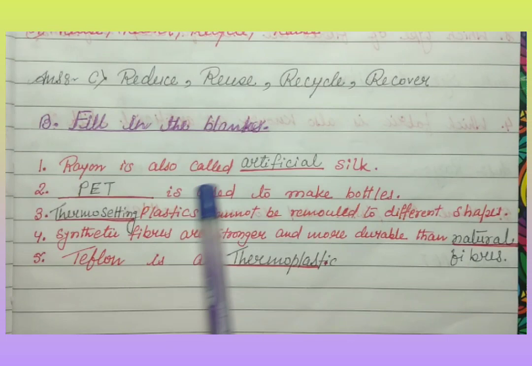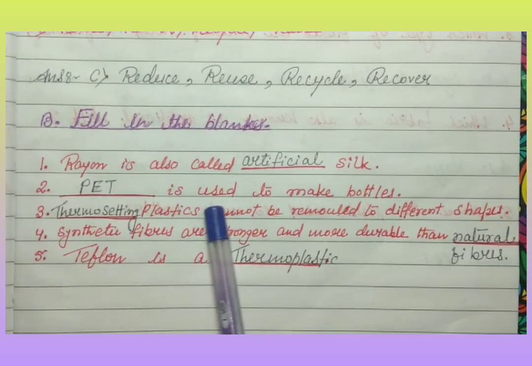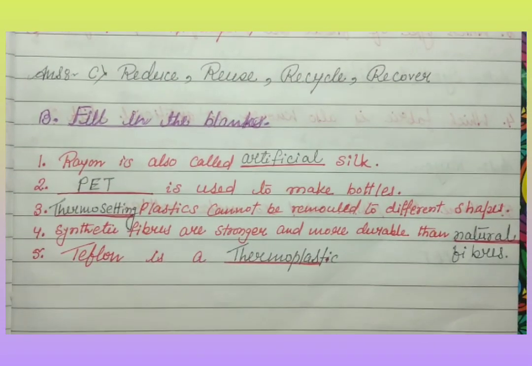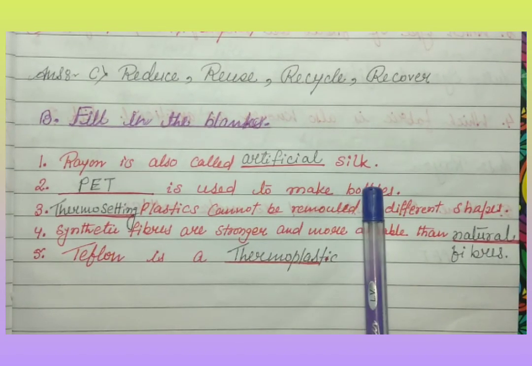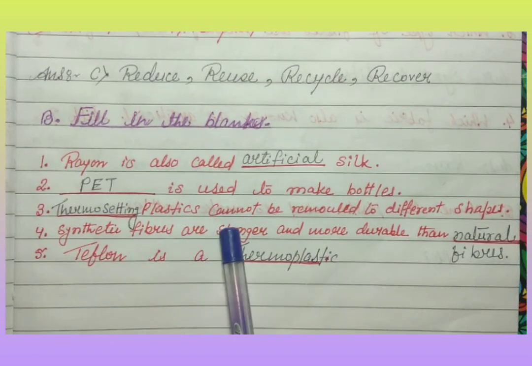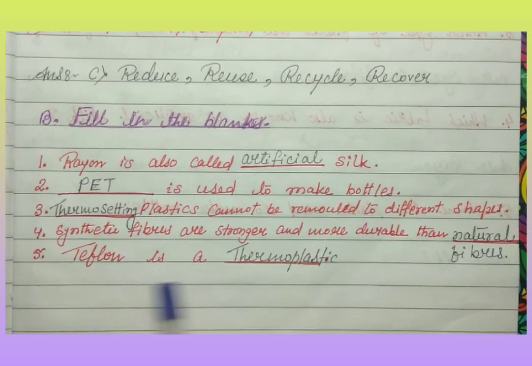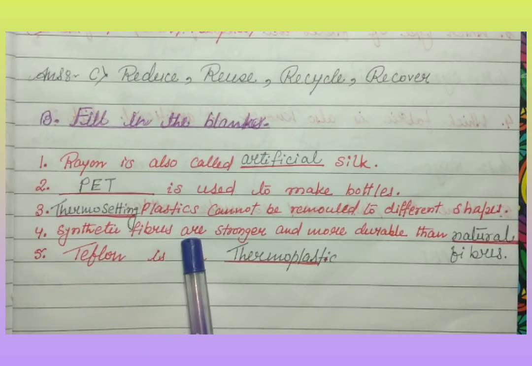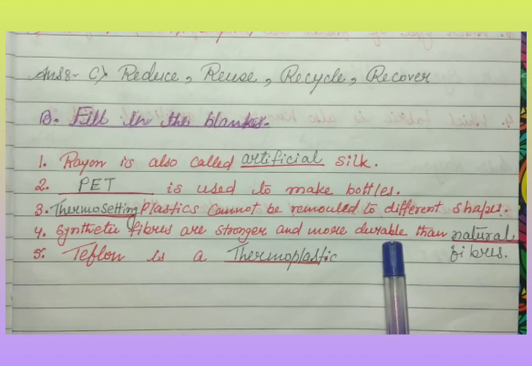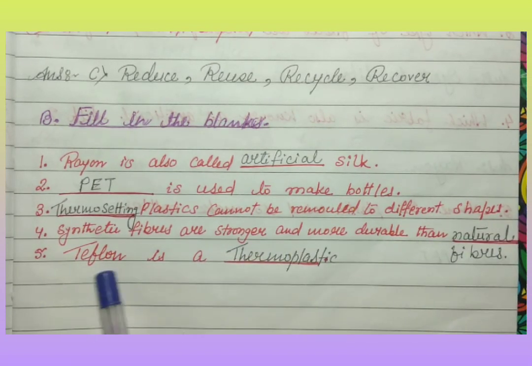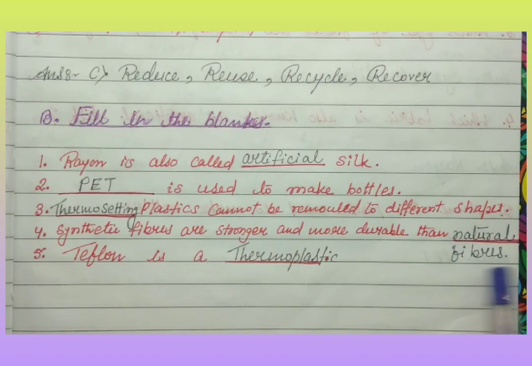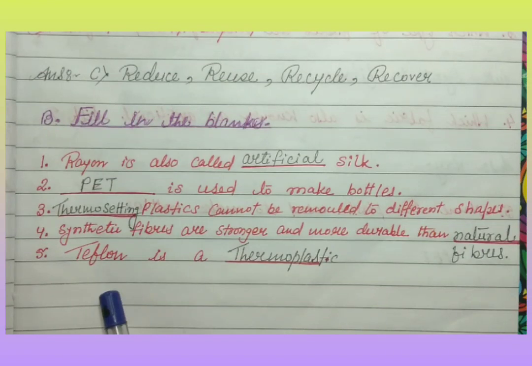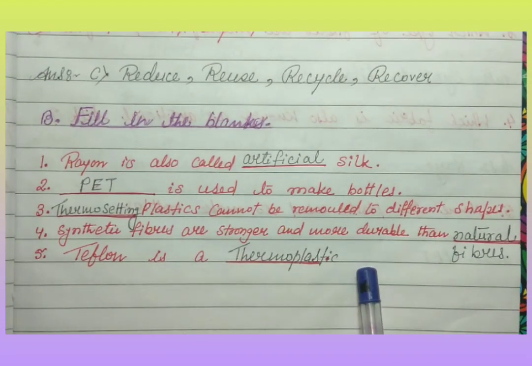Now the next is fill in the blanks. Rayon is also called artificial silk. PET is used to make bottles. Thermosetting plastics cannot be remolded to different shapes. Synthetic fibers are stronger and more durable than natural fibers. Teflon is a thermoplastic.